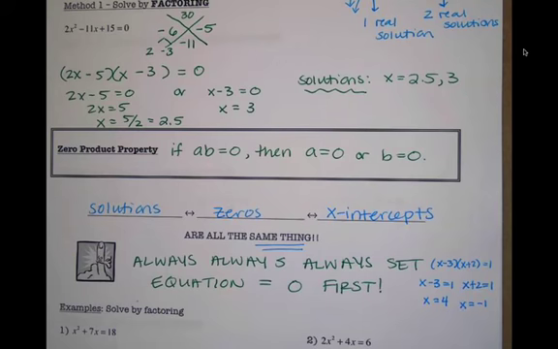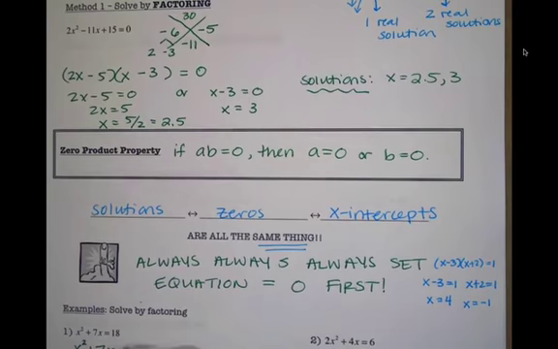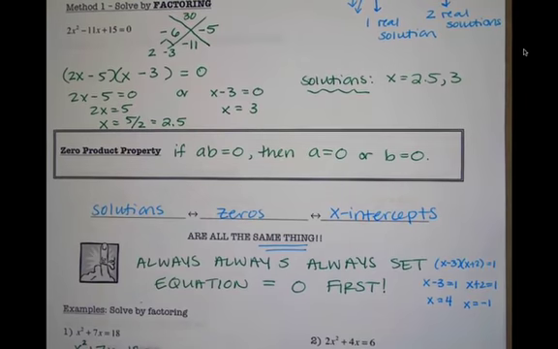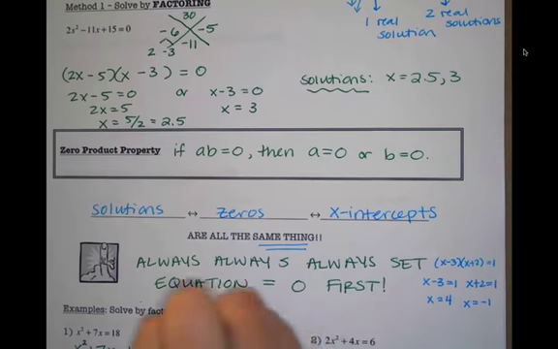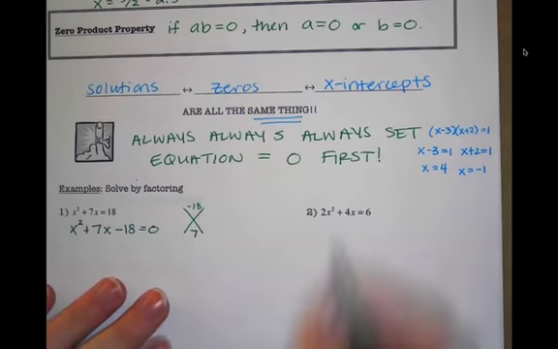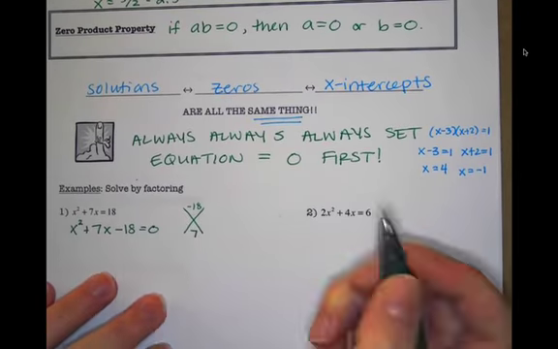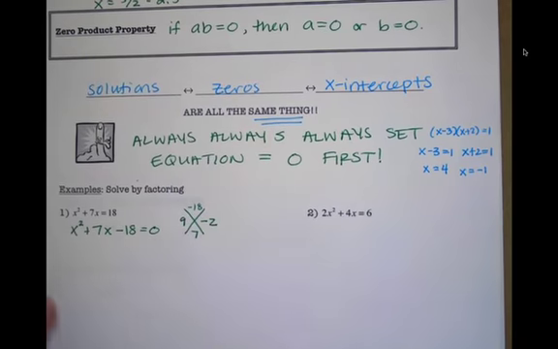Okay, so we're going to solve by factoring. So the first one, x squared plus 7x equals 18. First thing I need to do, set it equal to 0. So x squared plus 7x minus 18 equals 0. If I do my factors, I'll have negative 18 and 7. Okay, so I'm going to need a positive and a negative. So if I do 9 and negative 2, that should work out.